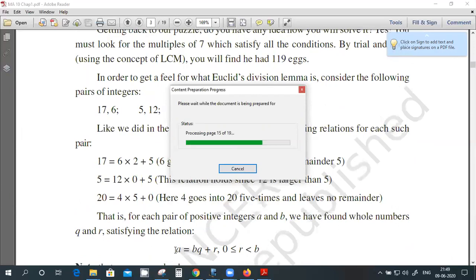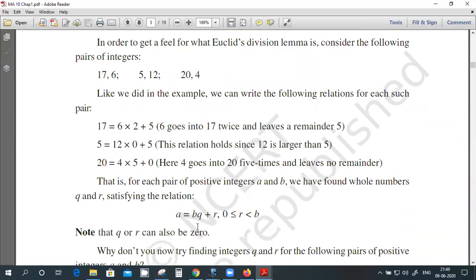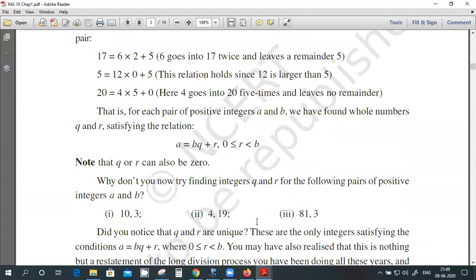A number A can be written as B into Q plus R. Q is the quotient and R is the remainder. The remainder will be less than B, otherwise it will add as Q plus 1 into B. A is the dividend, B is the divisor.